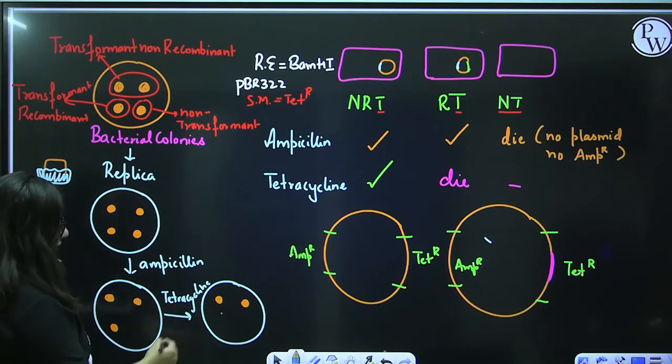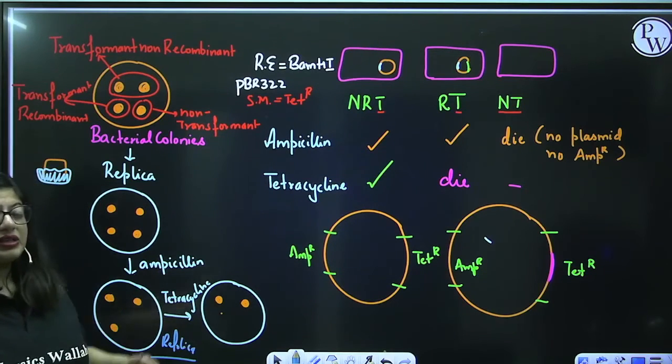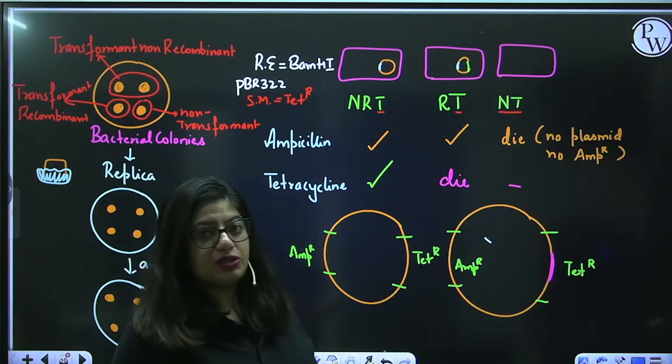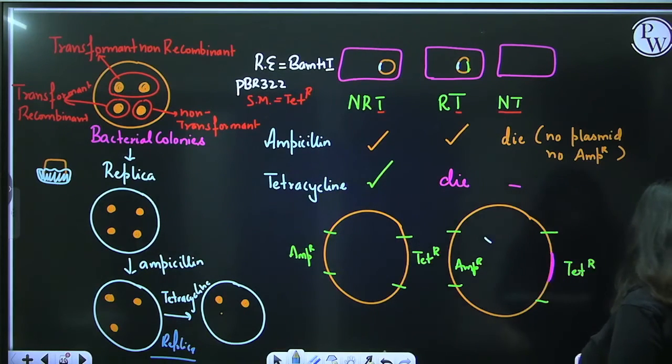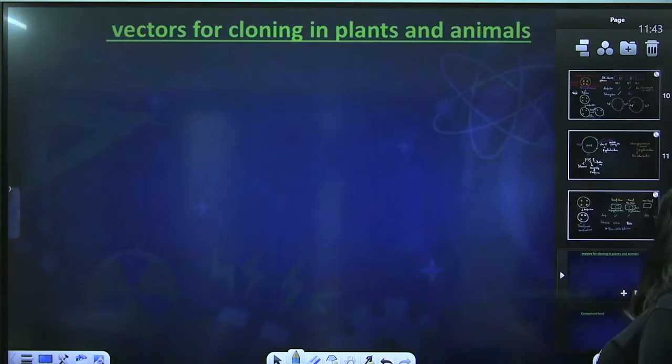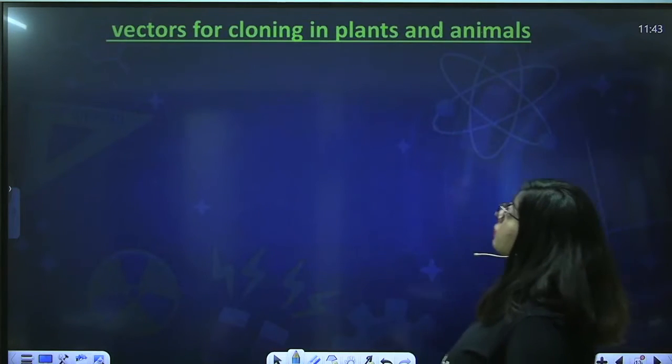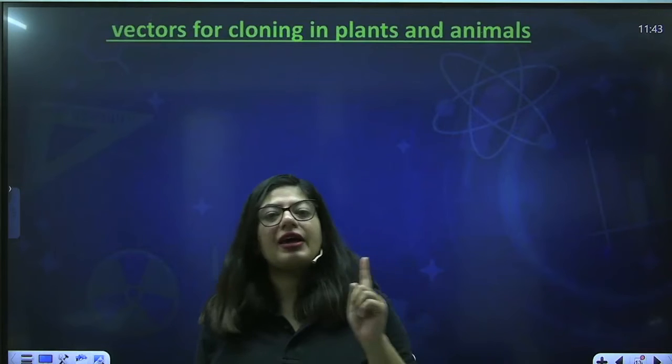So after doing this also you have to take the replica again. So you have to take replicas again and again. That's a cumbersome process. So always pUC8 is better than pBR322. Anyways, this was about the plasmid. Let's talk about vectors for cloning in plants and animals.